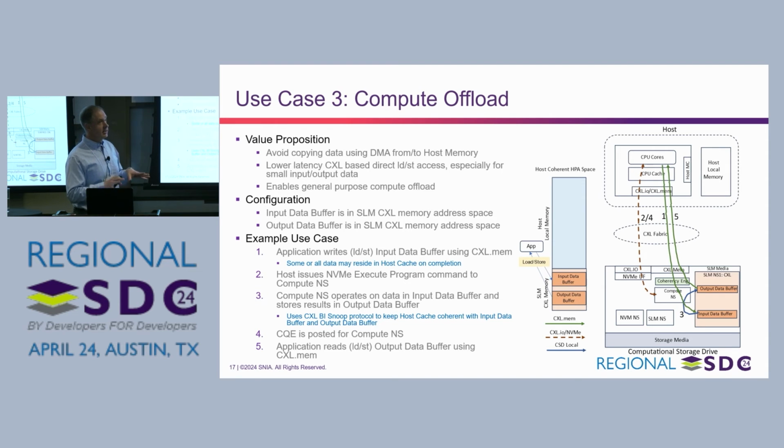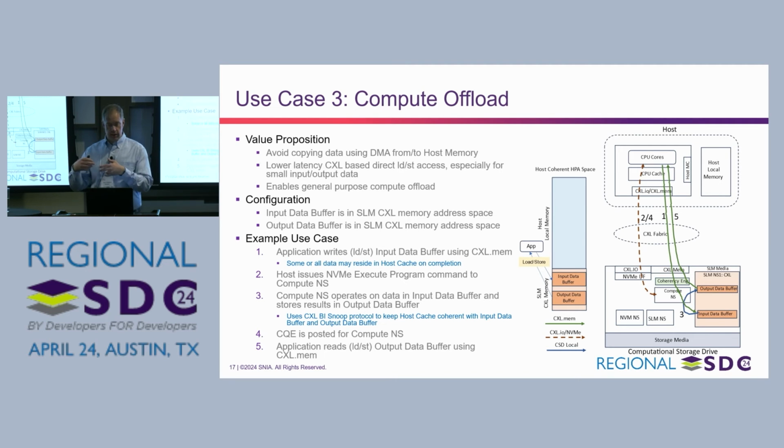So case 3 is a combination of those two, so I'll try not to bore you with the same details. The one additional value proposition that this one brings is the ability to have general purpose compute offload. The picture shows a computational storage drive, but this could easily be a computational storage processor. And the next example is a computational storage processor. So our configuration is both our input and output data buffers are in the SLM memory that is CXL addressable.